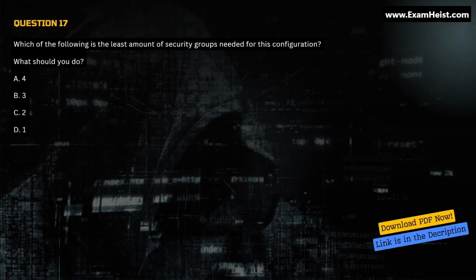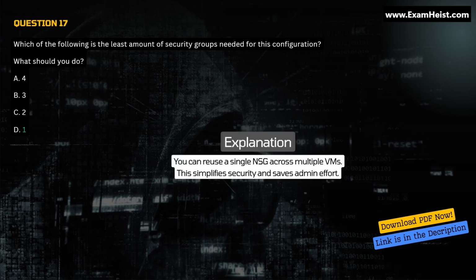Question 17. Which of the following is the least amount of security groups needed for this configuration? What should you do? A. 4. B. 3. C. 2. D. 1. Correct answer is D. Explanation. You can reuse a single NSG across multiple VMs. This simplifies security and saves admin effort.